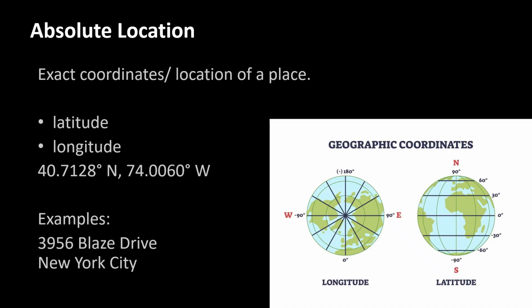Now we can do location in another way. We can use an address. 3956 Blaze Drive is where Blackman High School is located. New York City. Now, that's much less specific, but it is still a location in the United States.